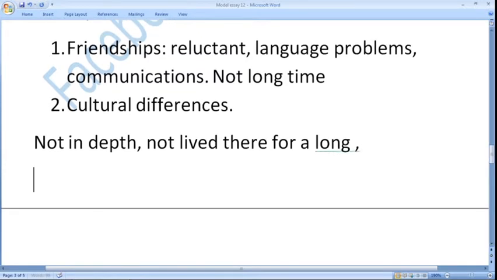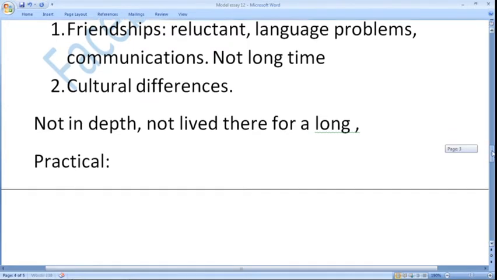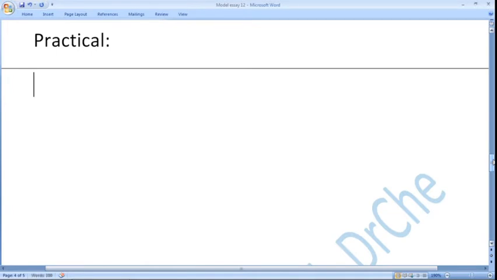Then would be practical problems. What practical problems can we face when we are in a foreign country? If you have lived in a foreign country, you yourself can think about them. And if you have not lived there, you can think about any of your family members or friends who have lived in a foreign country and have faced some problems.